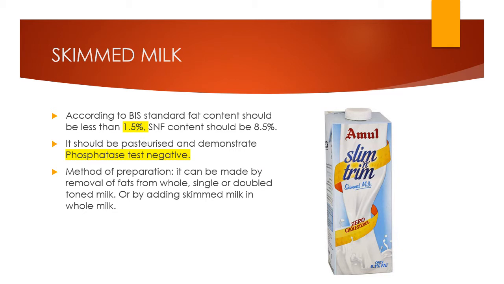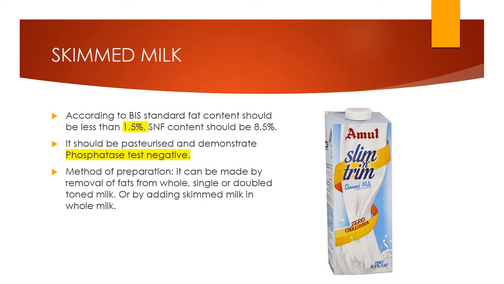Next is skim milk. So what does skim milk actually mean? A very important point for skim milk is that the fat contained is less than 1.5%, or even you find it as 0.1% fat. It depends on the brand as well. Then SNF content should be 8.5. This is the same for each and every type, you will find that SNF content is around 8.5 for all. Again, the skim milk should be pasteurized and it should demonstrate a negative phosphatase test.